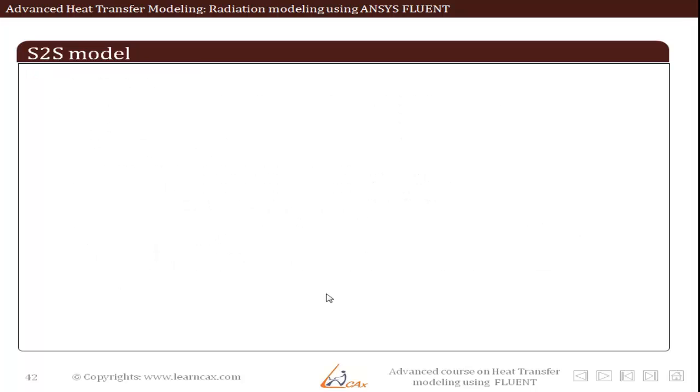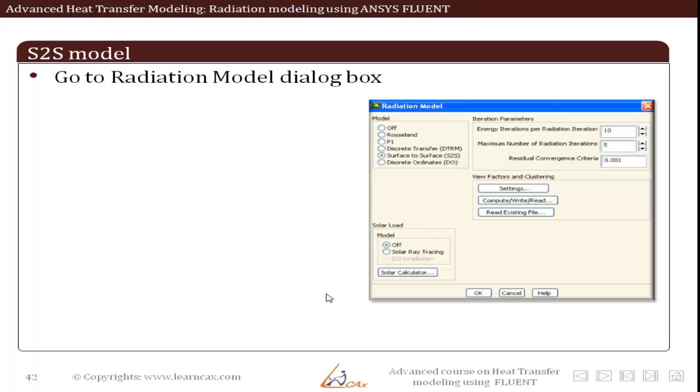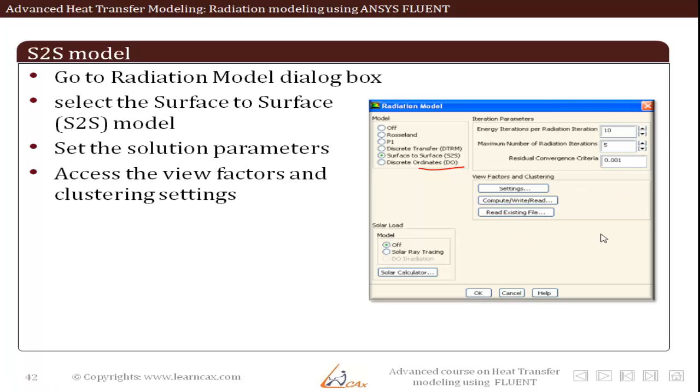Now we will see how to set up this particular S2S model. First we go to the radiation model dialog box. We select the S2S model, that is here. We set the solution parameters. So we can set the solution parameters here. The view factor and clustering settings, we can go here and set up the S2S model.